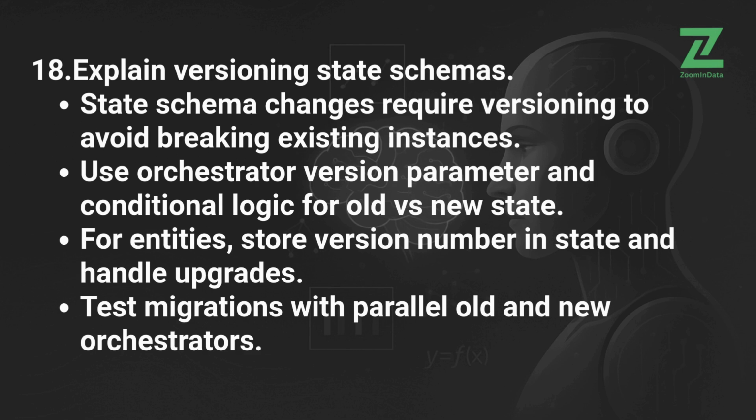Explain versioning state schemas. State schema changes require versioning to avoid breaking existing instances. Use an orchestrator version parameter and conditional logic for old versus new state. For entities, store a version number in state and handle upgrades. Test migrations with parallel old and new orchestrators.